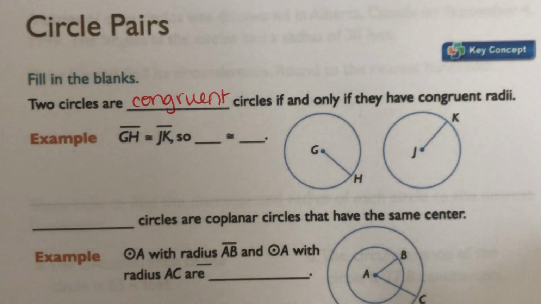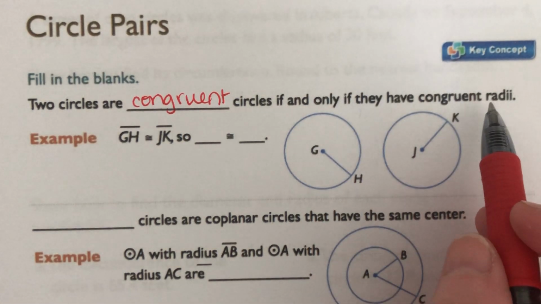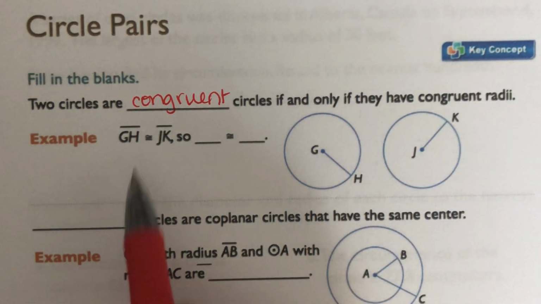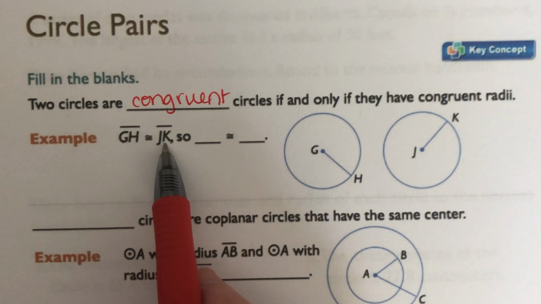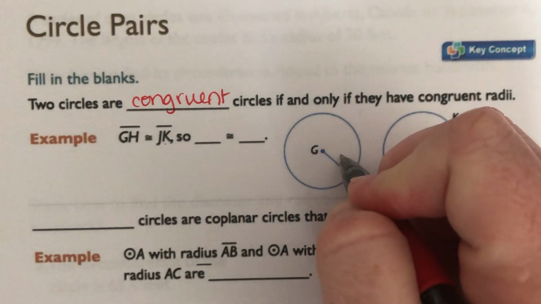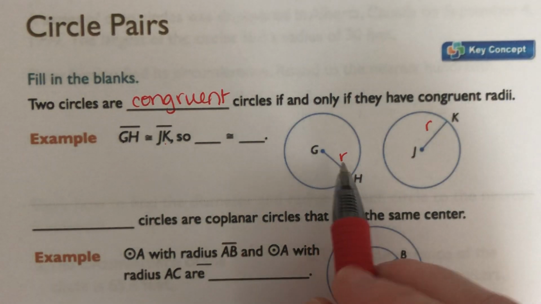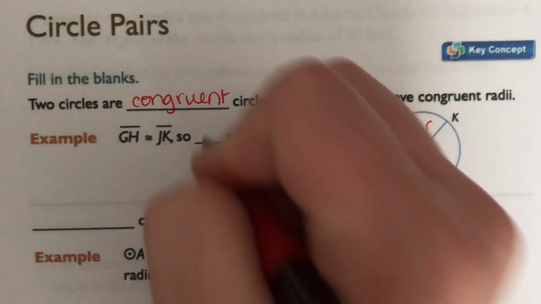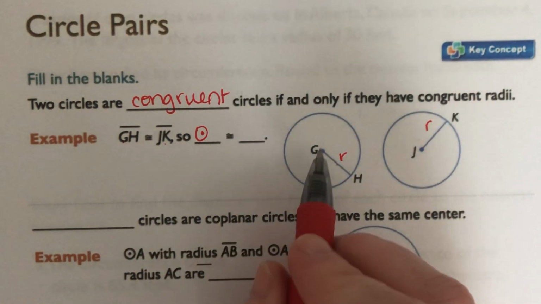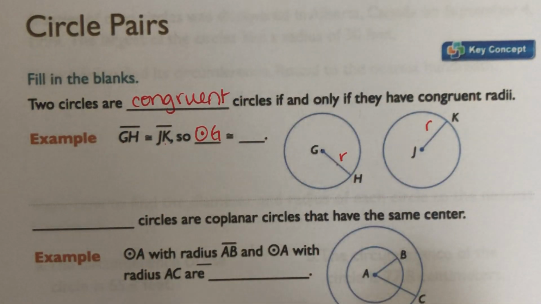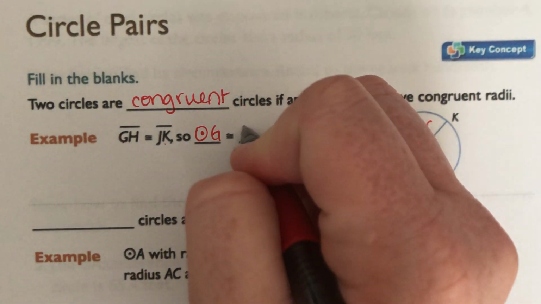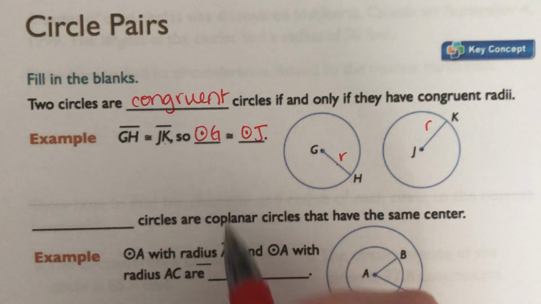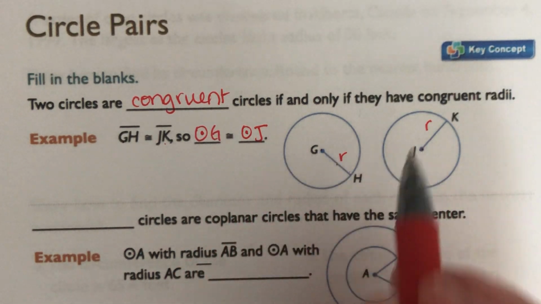2 circles are congruent circles if they have the same size radius. And you don't say radiuses, plural is radii. So if GH is the same size as JK, GH is the radius here, JK is the radius here. So if they're the same length, that means our circles are the same size. So we're going to say circle G is the same size as circle J. So you name a circle with the little circle symbol with the dot in the middle and then the name of the center of the circle.